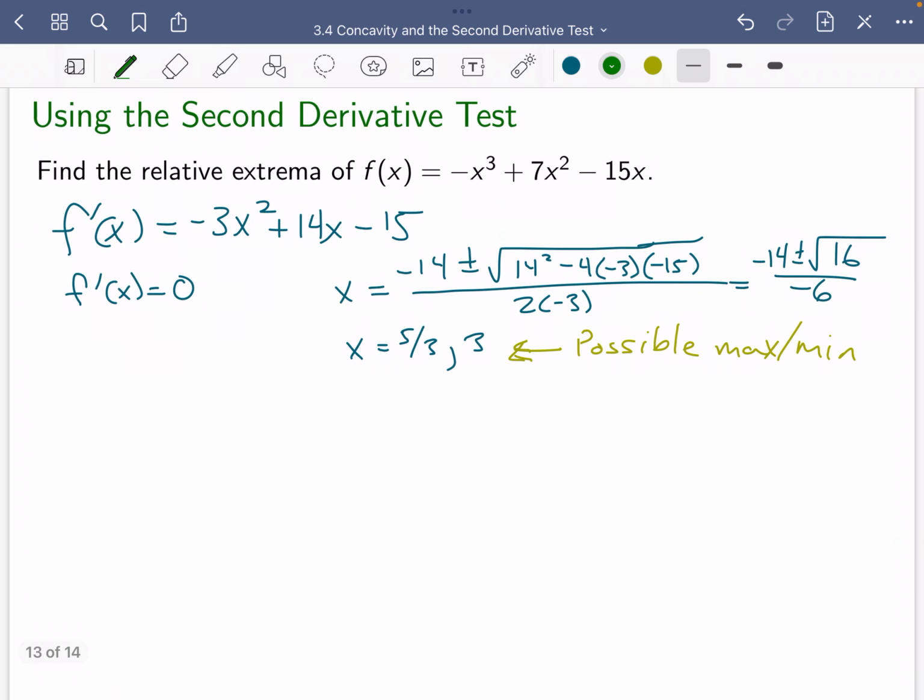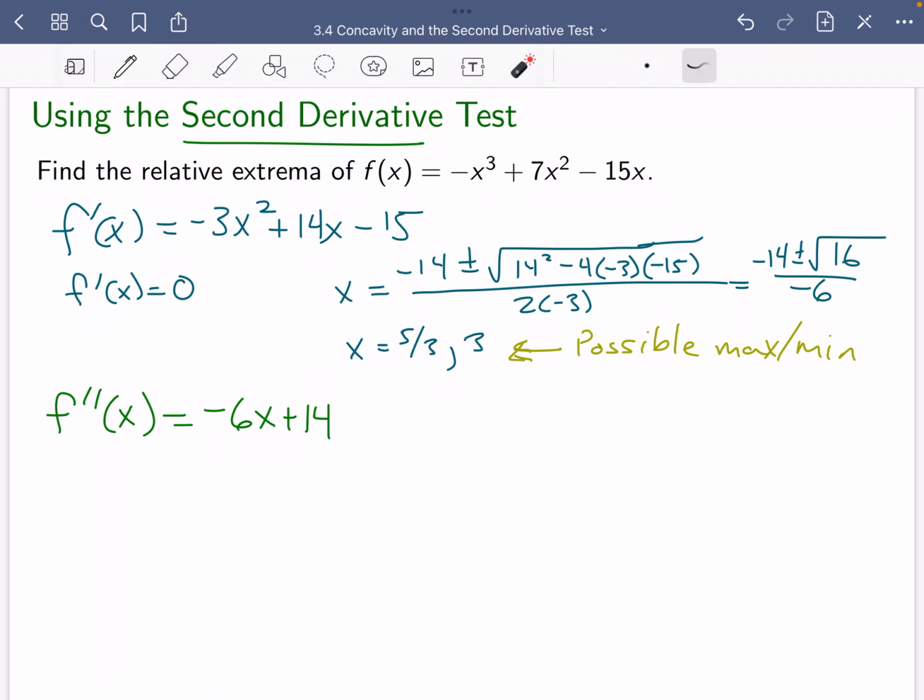So we're going to use the second derivative test, and you might imagine we should take the second derivative. Our second derivative is negative 6x plus 14. Now, what are we going to do with that? Some of you might be tempted to set this equal to 0. And if we were trying to find out about concavity, that's exactly what we would do. But here, we're not trying to find intervals of concavity. We only want to know what is true of the concavity exactly at these two points. Is it concave up or down at this point?